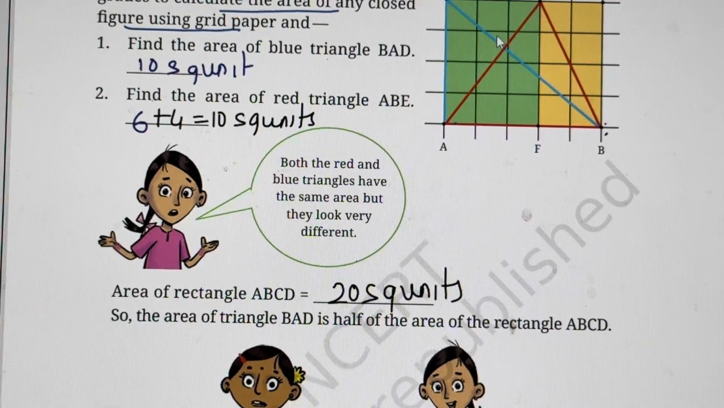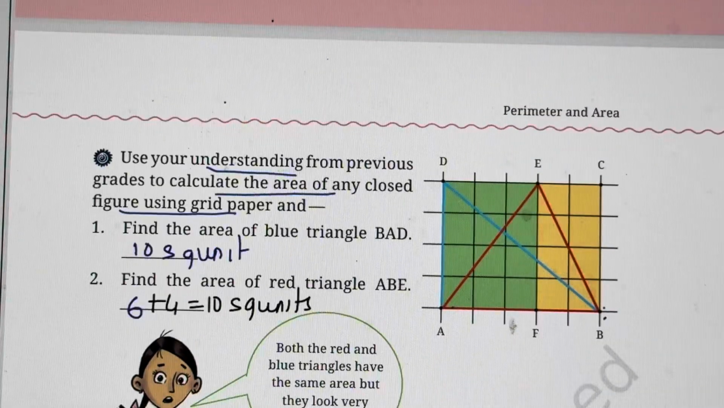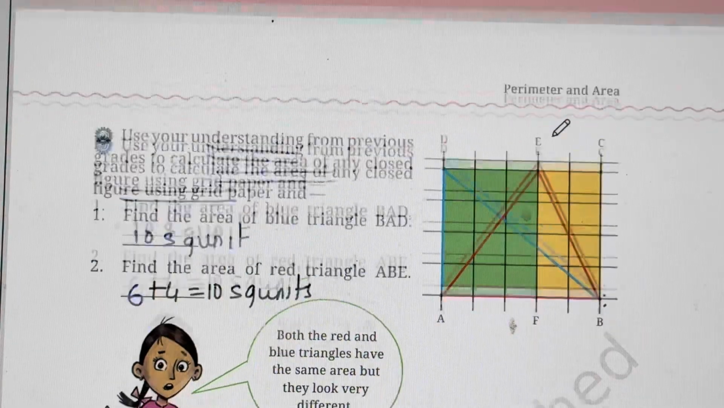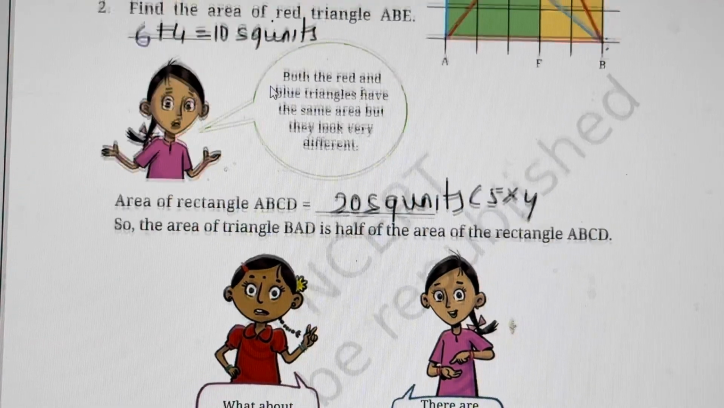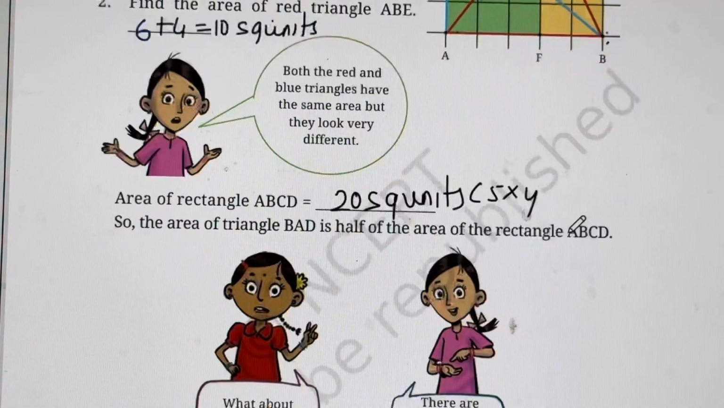And I told you here also, no need to count all the squares. You can just count lengthwise 1, 2, 3, 4, 5 and 1, 2, 3, 4. So 5 4s are 20. Okay, directly you can do it. So the area of triangle BAD is half the area of the rectangle ABCD. Fine, that we saw because this full is 20 and we got this as 10, right? So it is half.